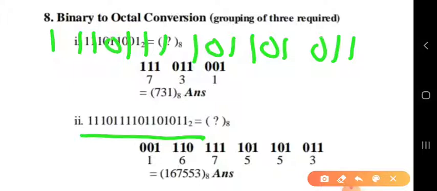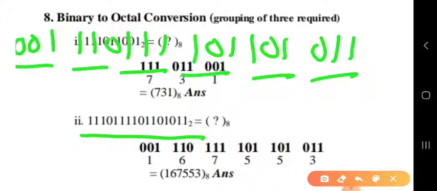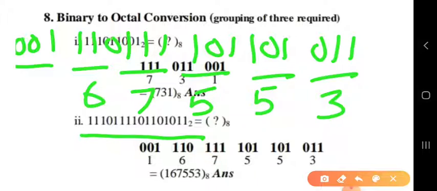Now only 1 is left and we have to make a group of 3. So don't panic, you just add 2 zeros over here. Add 2 zeros and now make the group. See, very easy. After making the group, just write the numbers. This is 3, this is 5, this is 5, this is 7, this is 6, and the last one is 1. This is our answer. This is the way by which you can convert any binary number into an octal number.